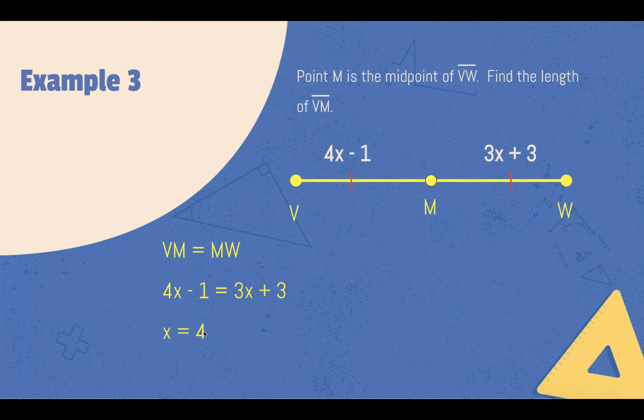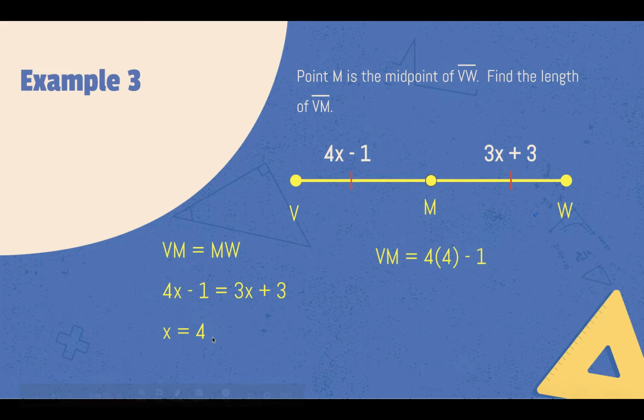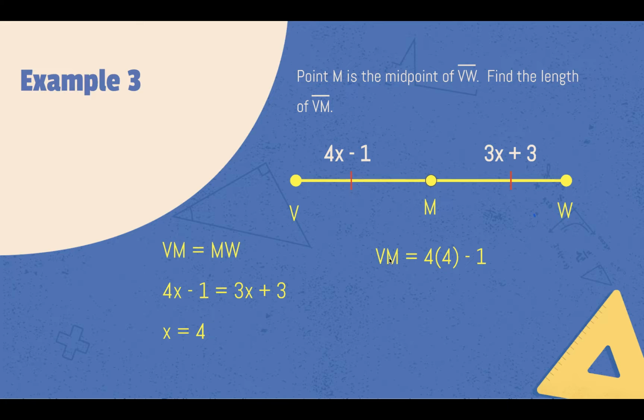Great. Are we done with the problem? No. Go back and look what you were asked to answer. The question asked us to find the length of segment VM. Did we do that? No. We found x. So what do we need to do? We need to substitute x into our expression 4x minus 1. Okay, so we know that VM is equal to 4x minus 1, so let's substitute in the x into that expression.